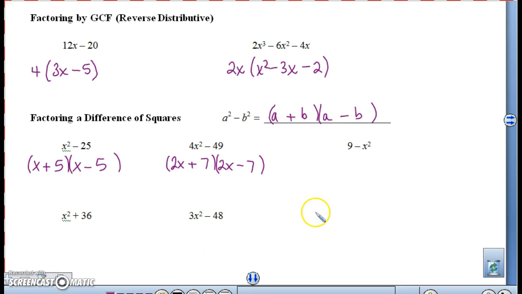Now, order matters when you're doing this. 9 minus x squared when you factor this.